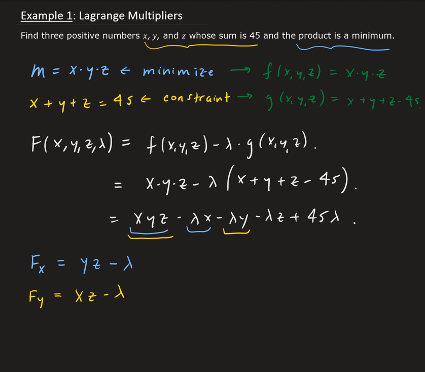Now we're going to take the partial of f with respect to z. That's this one and this part. Again, we're going to treat z as the variable and the other variables as constants. So we're going to get xy minus lambda. Now we need to take the partial of f with respect to lambda.